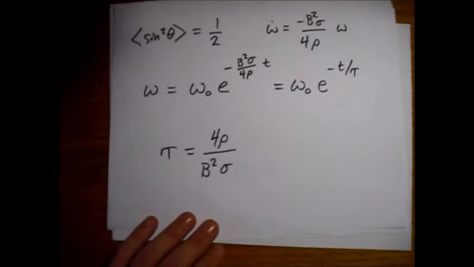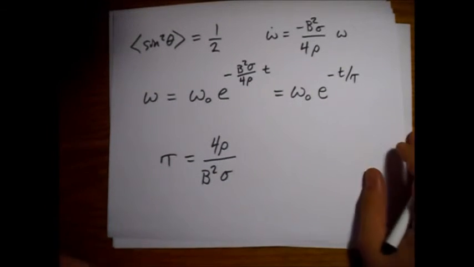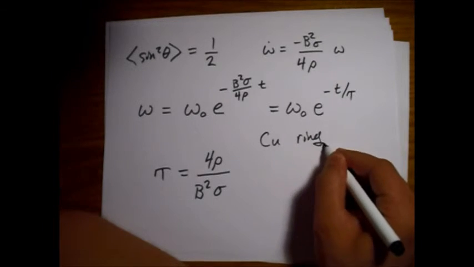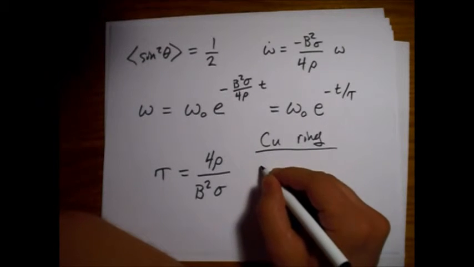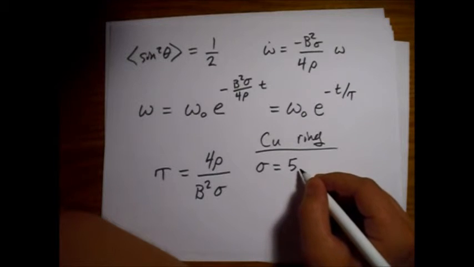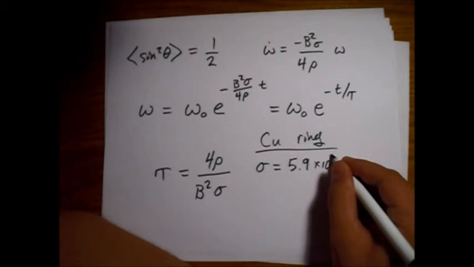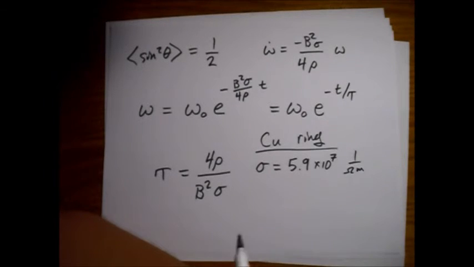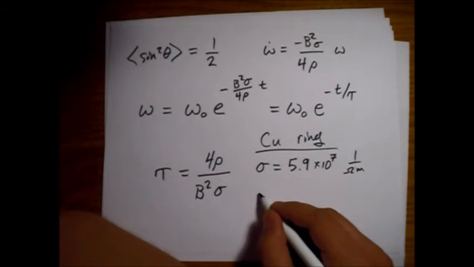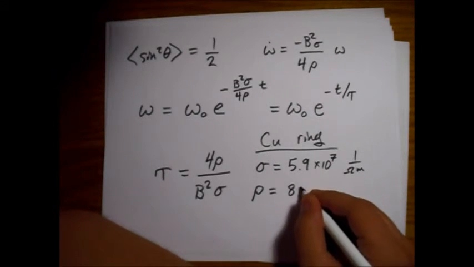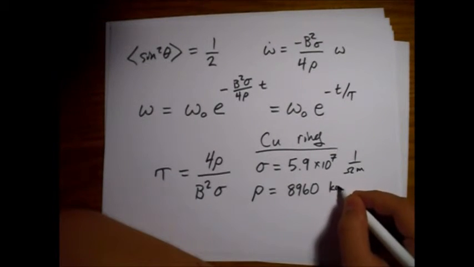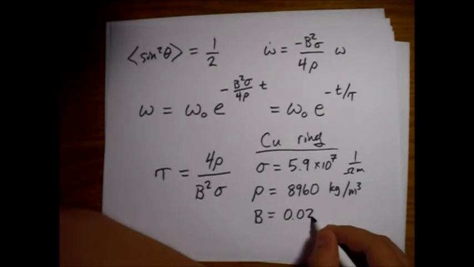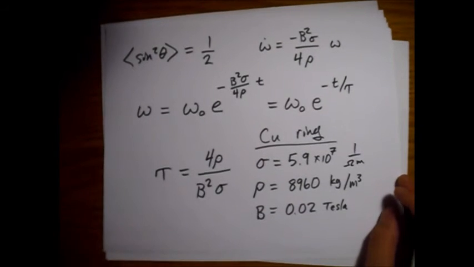All right, so let's go ahead and plug in some values real quick. Just for the sake of argument, let's say this is a copper ring. I pulled these off of Wolfram Alpha earlier. So the conductivity is equal to 5.9 times 10 to the 7, and that's 1 over ohm meter, I believe. Hope I got my units right on this. The mass density for copper is 8,960 kilograms per meter cubed. And let's just say our field strength is 0.02 Tesla. All right. So these are all the SI units.